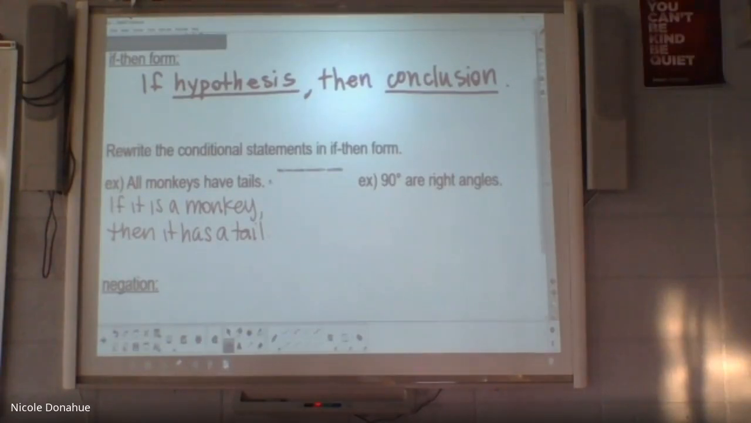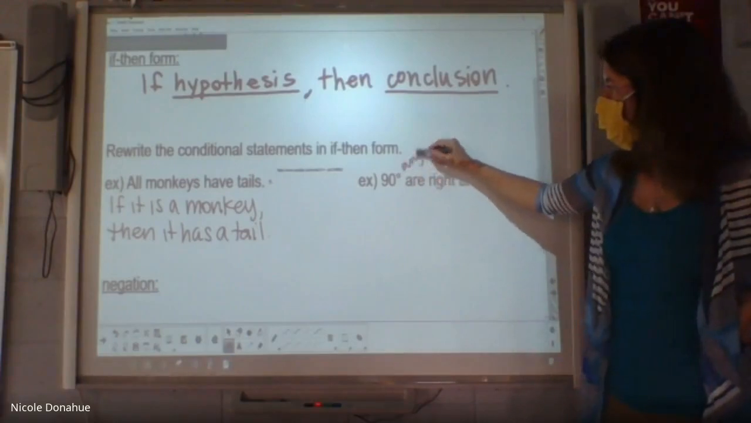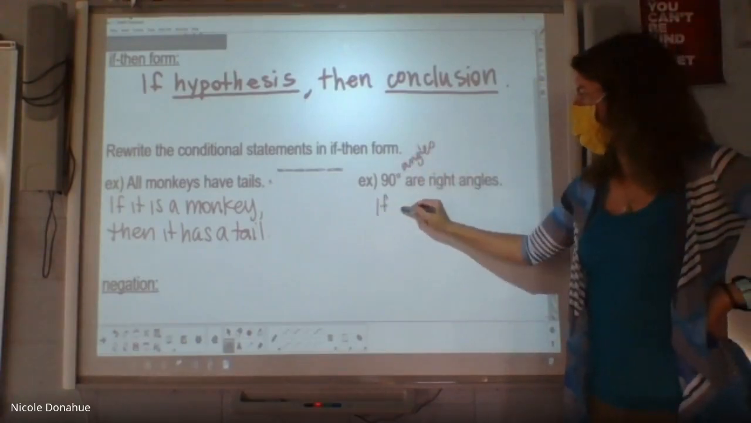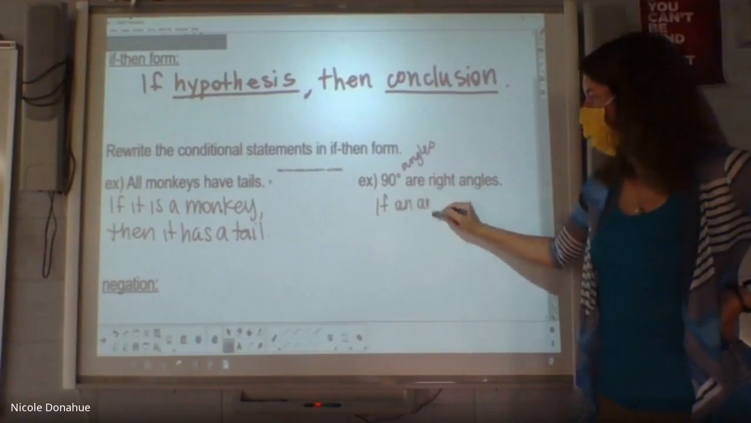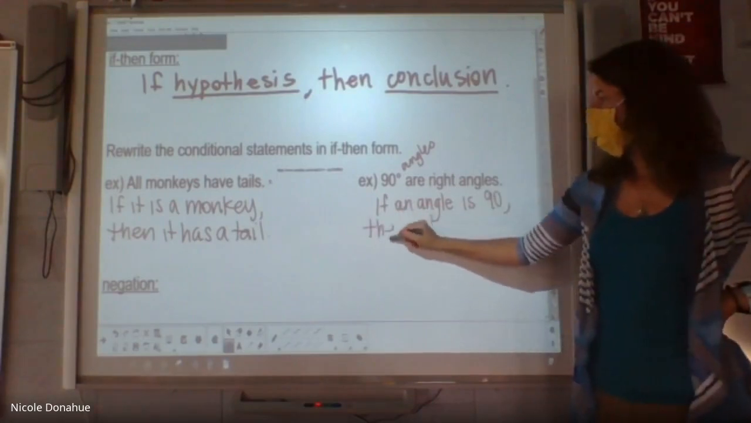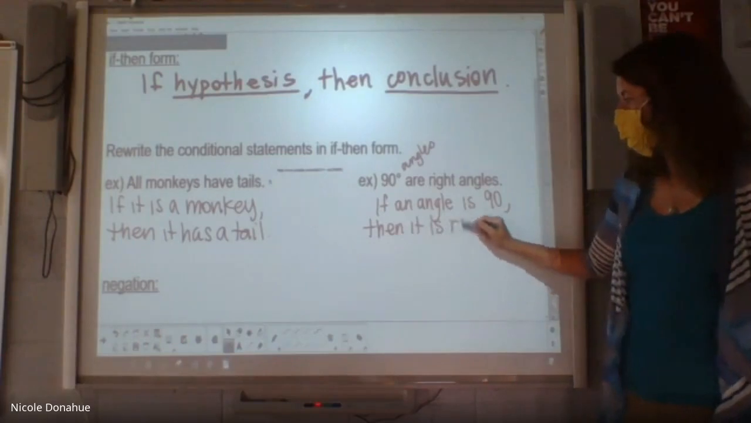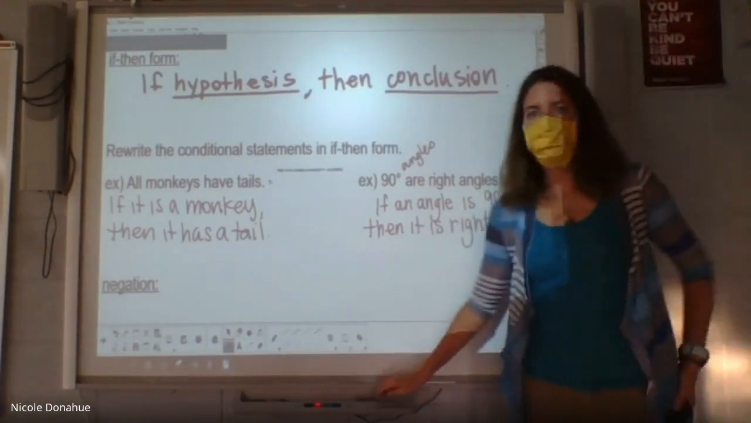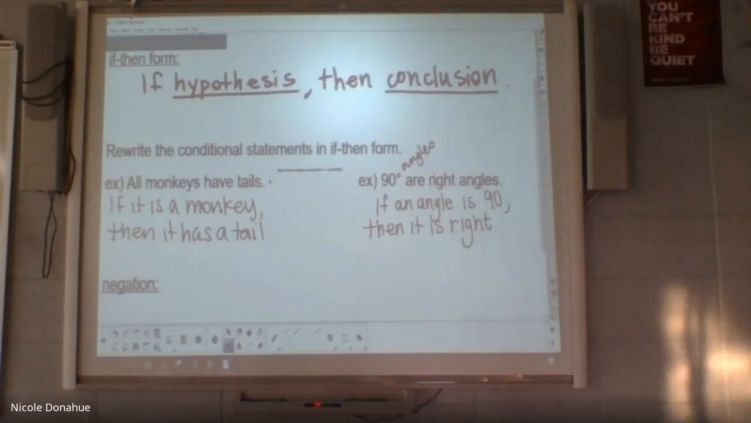A less fun one to talk about would be 90 degree angles or right angles. So if an angle is 90 degrees, then it is right. So the first has to happen in order for the second to be even worth talking about. So if it's not a monkey, then we don't have to discuss whether or not it has a tail in this case. If it's not a 90 degree angle, then we don't have to talk about whether or not it's right.